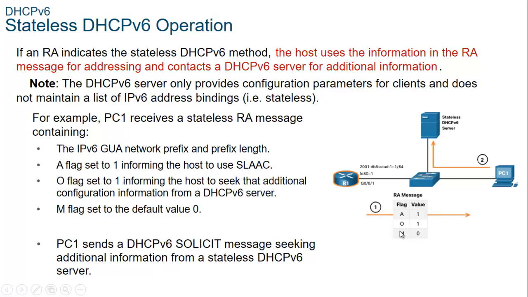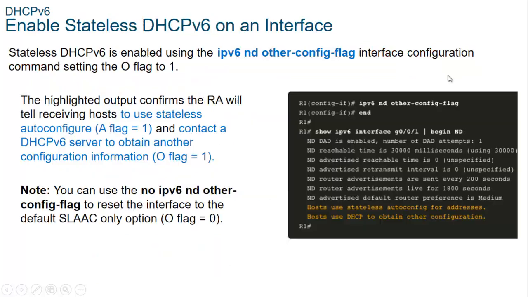So after receiving this advertisement from the router, the PC sends a solicit message to the DHCP server to get the additional information. To enable stateless DHCPv6 on an interface, you have to use the command ipv6 nd other-config-flag. So once you do this and you go into the interface, you will find that it says host use stateless autoconfig for addresses, host use DHCP to obtain other configuration.